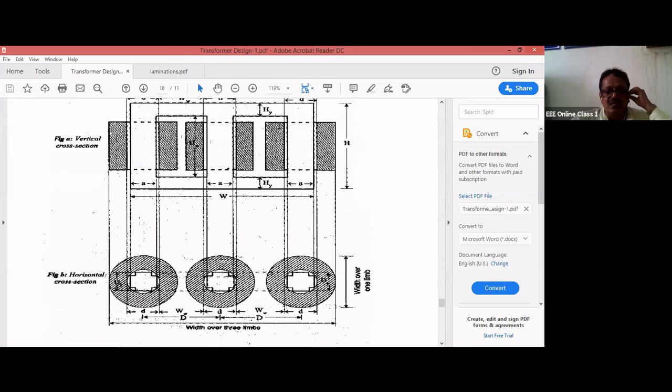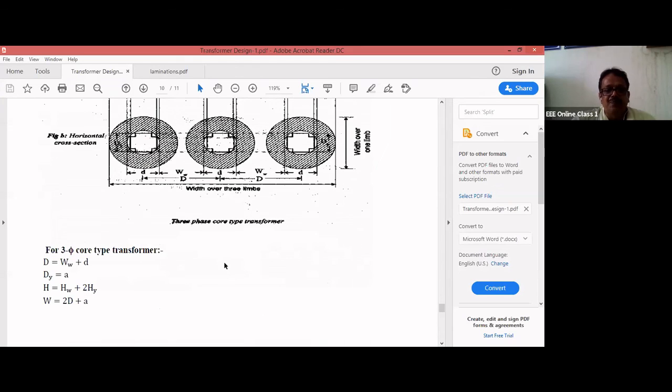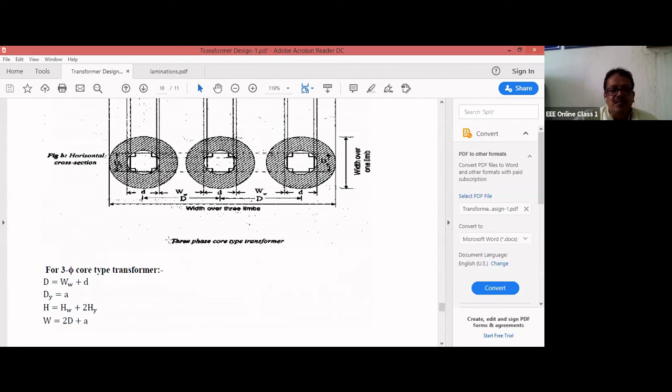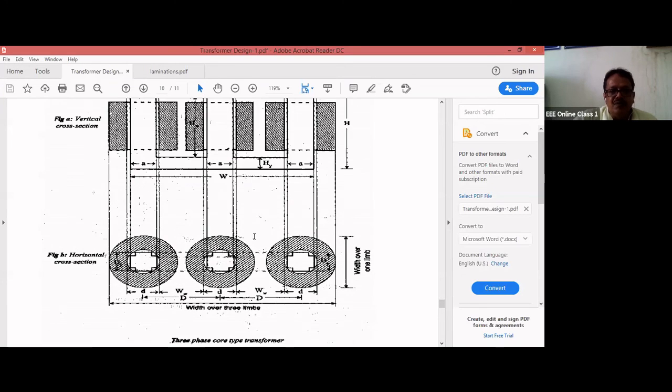Likewise, I'll go for a three phase core type transformer. Once again, capital D is equal to the same thing: capital D is equal to WW plus D, and dy is equal to A. That remains the same. H also remains the same. H is equal to HW plus 2HY. But if I want the overall length W here, then what can I calculate?